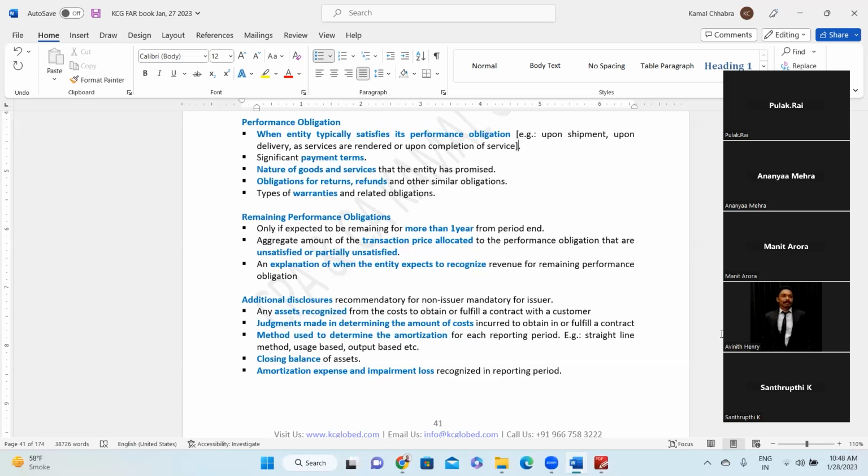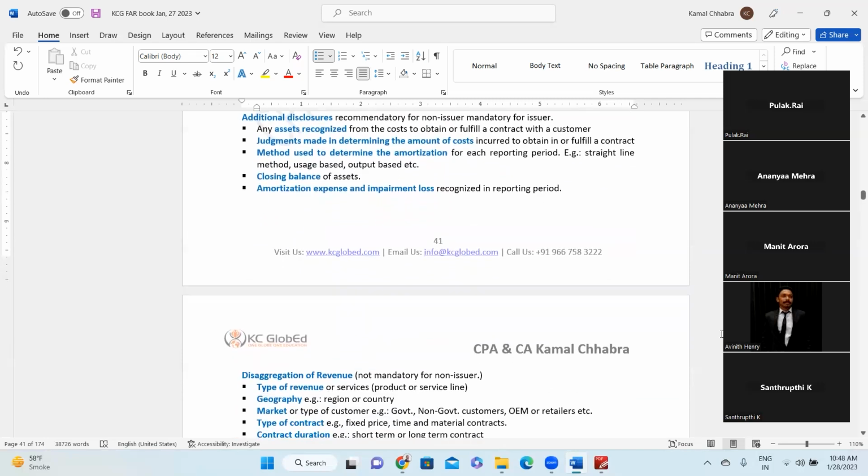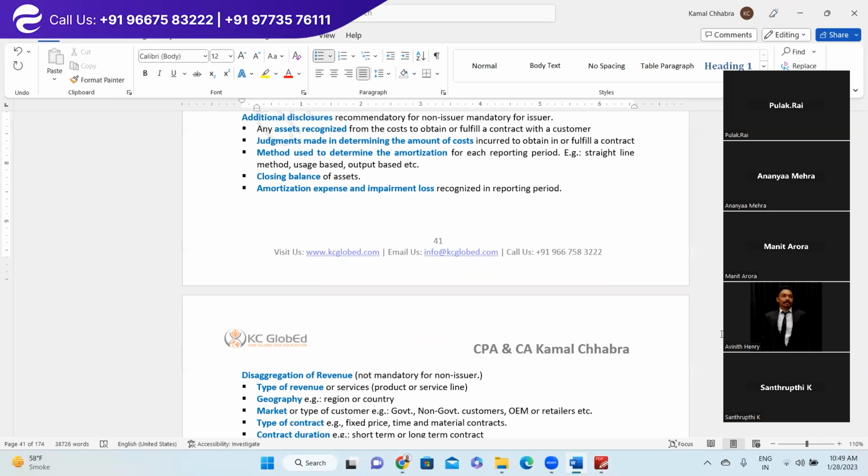Then there are certain additional disclosure requirements which are recommendatory for non-issuers but mandatory for issuers. First one is any assets recognized from the cost to obtain or fulfill the contract with the customer. At any point of time, if you have recognized any asset, like the contract asset which we have discussed, what all is included in the contract asset cost?